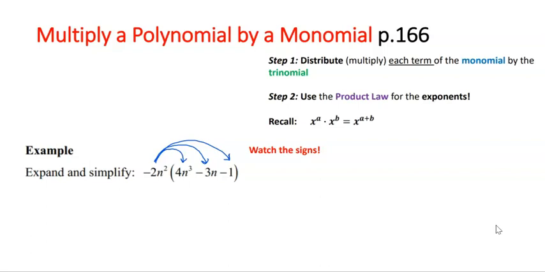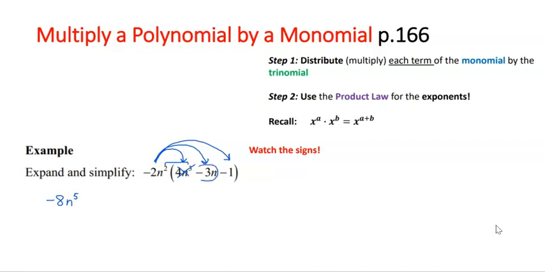We're going to first do negative 2n squared multiplied to 4n cubed. Negative 2 times 4 is negative 8. And then for our exponents, we're going to use our product law. N to the power of 2 multiplied to n to the power of 3 means we add our exponents. This will be n to the power of 5. So that first term is done.